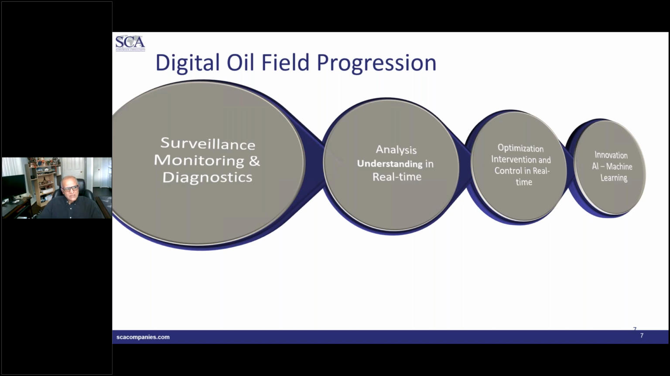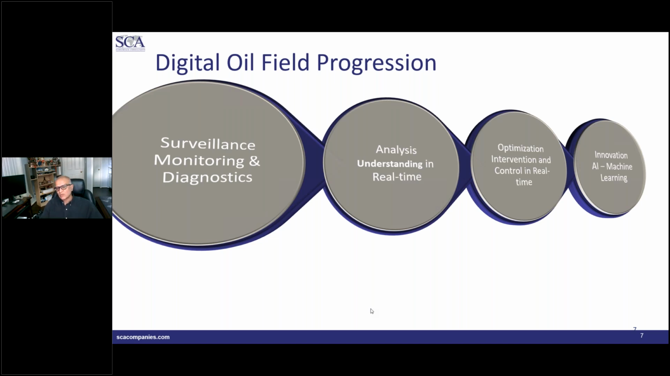innovation. I can see that there is some color that is missing here, meaning some of the text here has become white on white. My apologies for that. I'm not going to interrupt, but what those text items say is that for surveillance and monitoring, we need to have some kind of sensors, we need to have some kind of SCADA system, etc. When it comes to analysis, or understanding in real time, is where you put some sort of additional computations on top of this SCADA system.